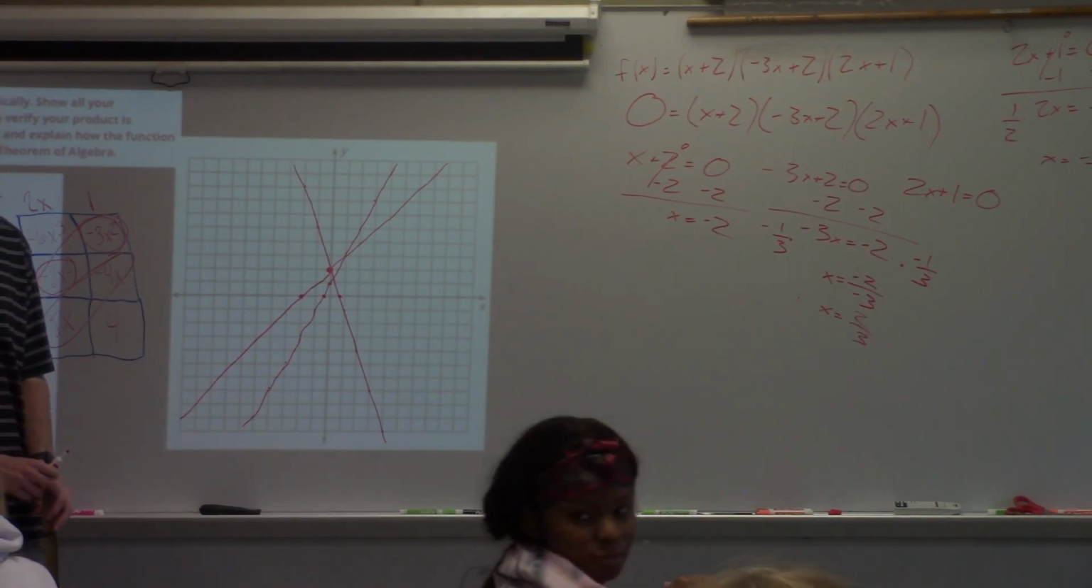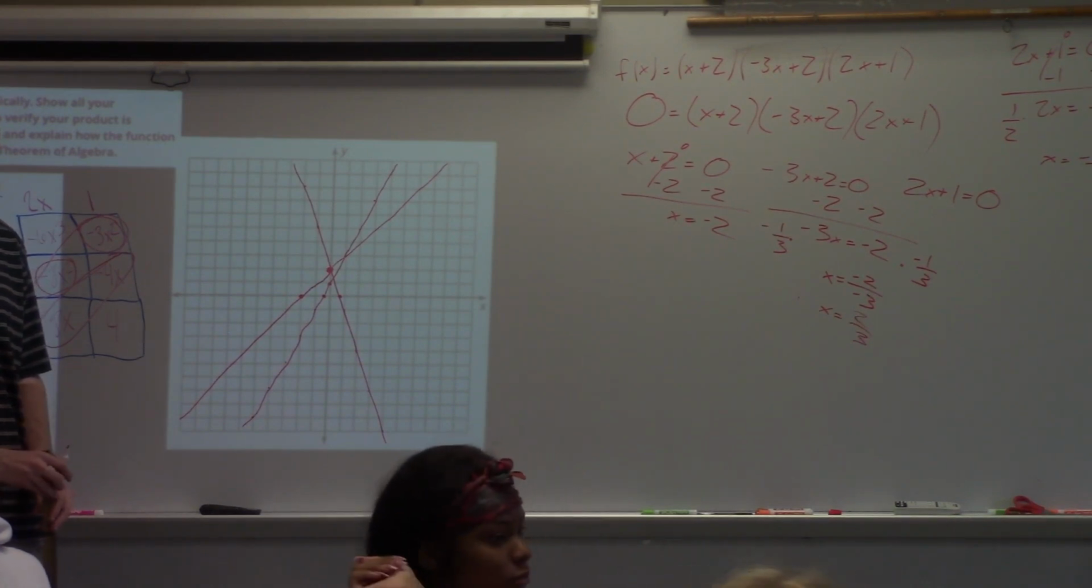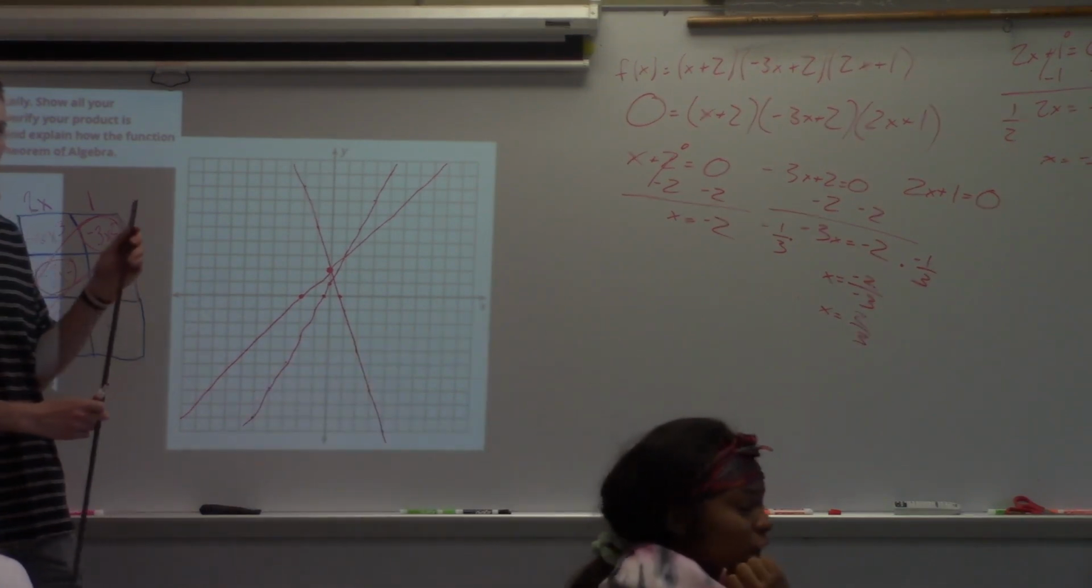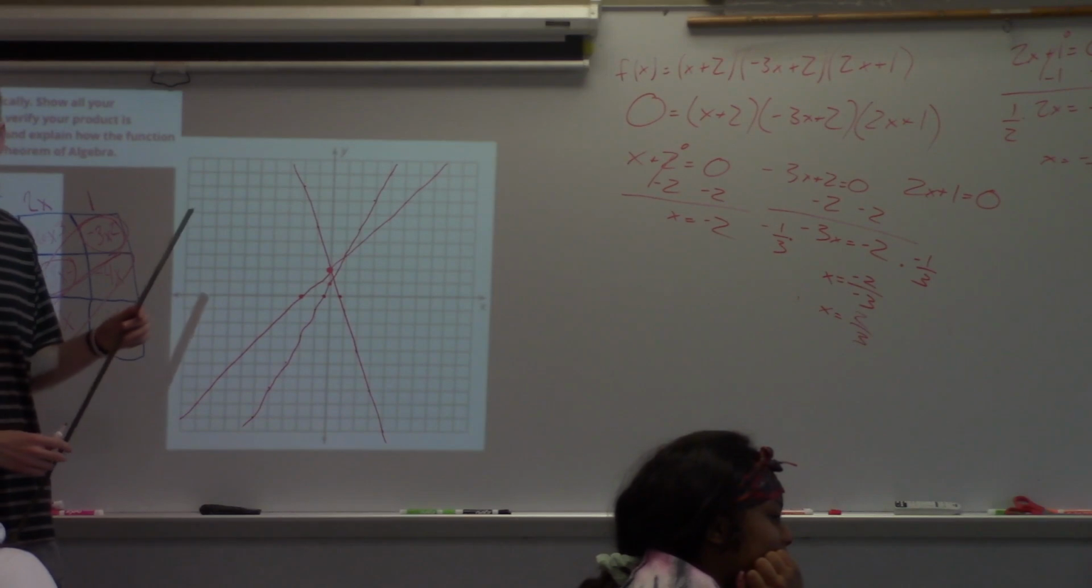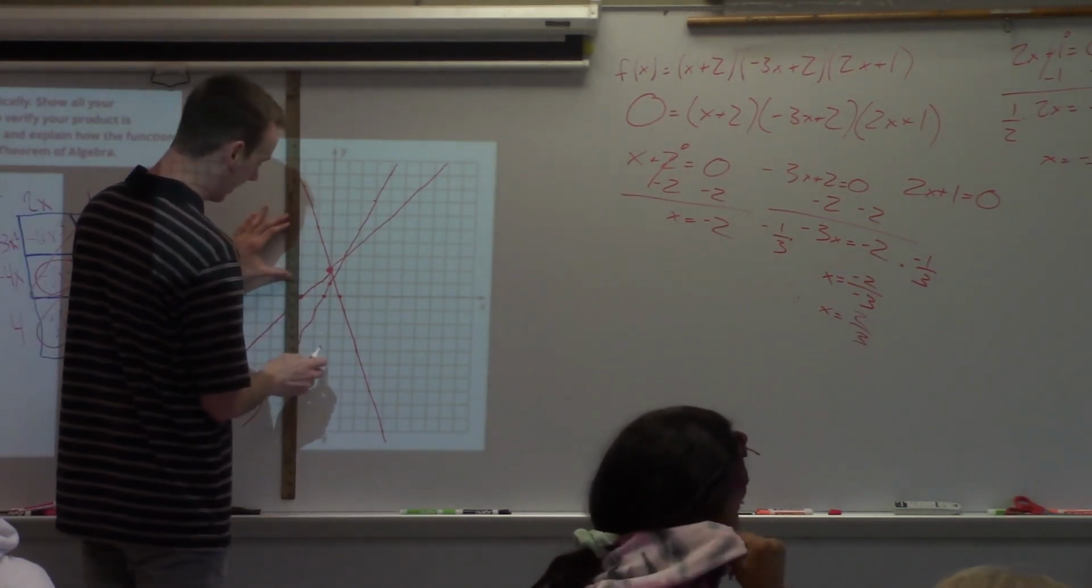Now we're done? No, we ain't done yet. We're trying to sketch. We got the dashed lines. Okay, what are we doing with those dashed lines? Put them between the zeros. We're gonna put one at each of the zeros.